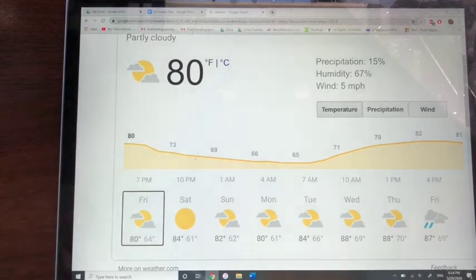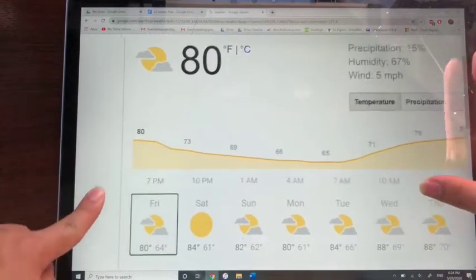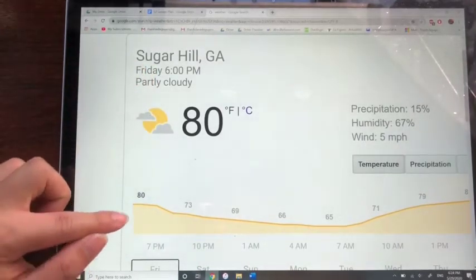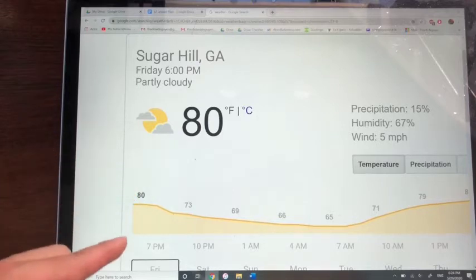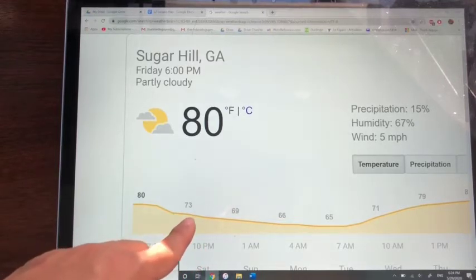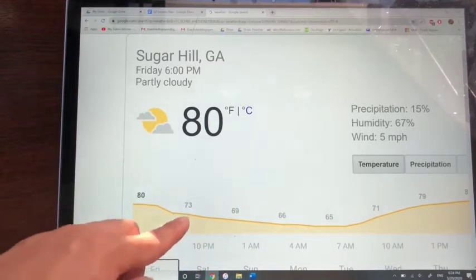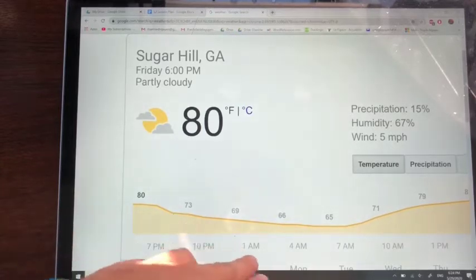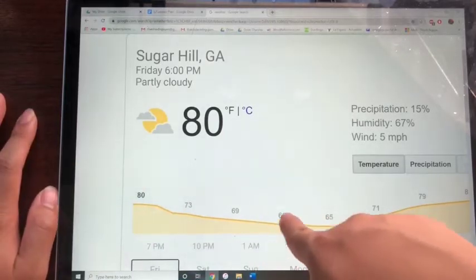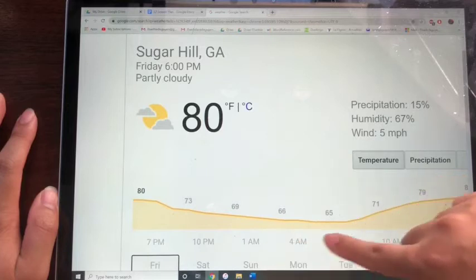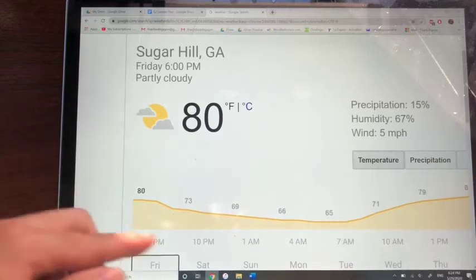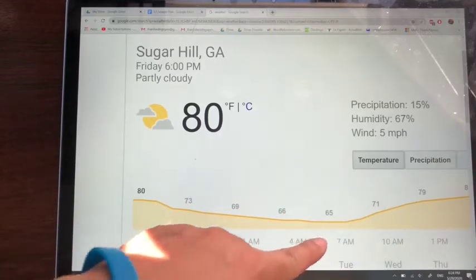Let's look at the weather forecast for the rest of the day. Right now it is 6 p.m. So 6 p.m. is right here. It is 80 degrees. We have 10 p.m. At 10 p.m. it is a little cooler because it is 73 degrees. Okay? And tonight, between 1 a.m. and 4 a.m., it's around 66 degrees. So this is the coolest part of the day, between 4 a.m. and 7 a.m. tomorrow morning. This is the coldest part of the day.